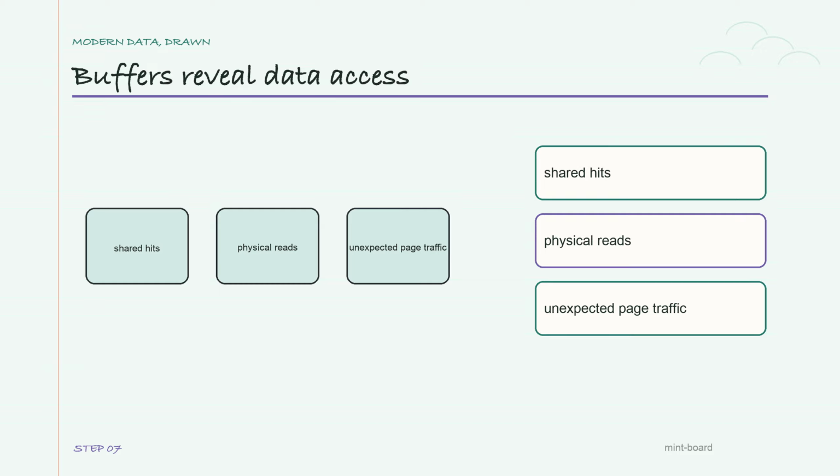Read the drawing from one idea to the next. Shared hits, then physical reads, then unexpected page traffic. You do not need to memorize every implementation detail yet. Focus on what moves, what stays fixed, and why the system does less unnecessary work.